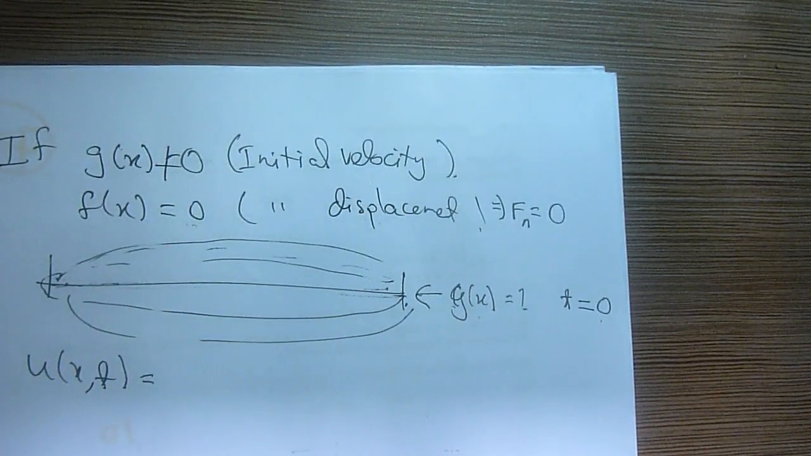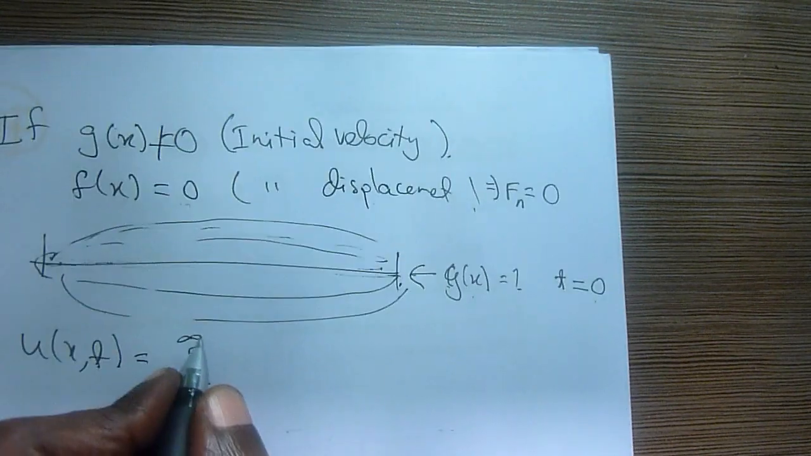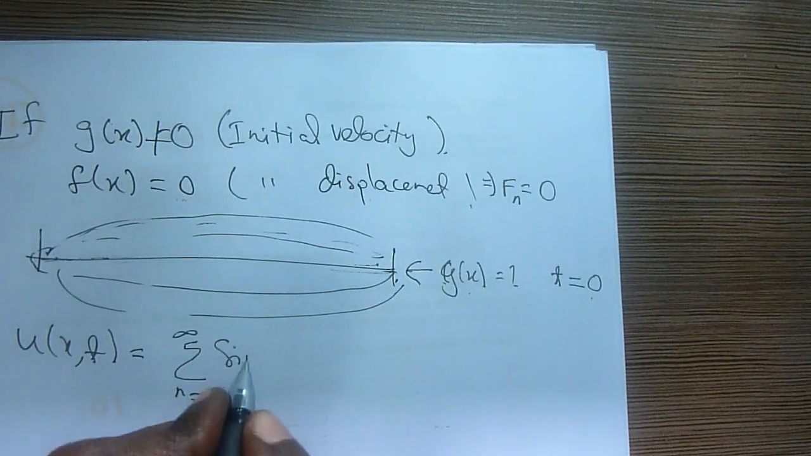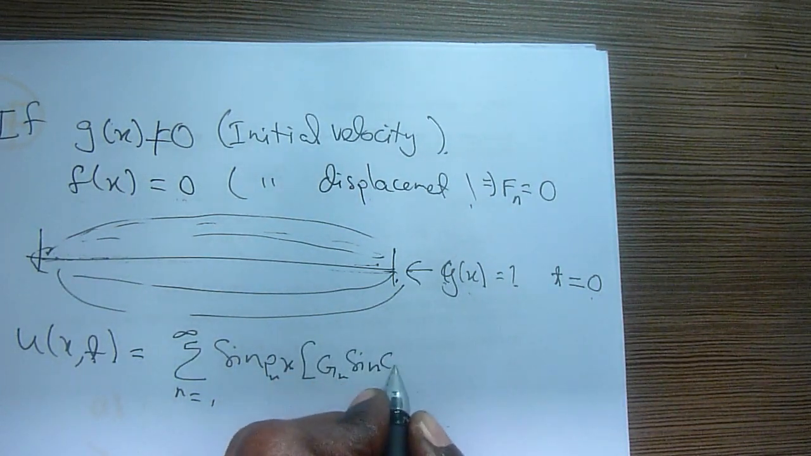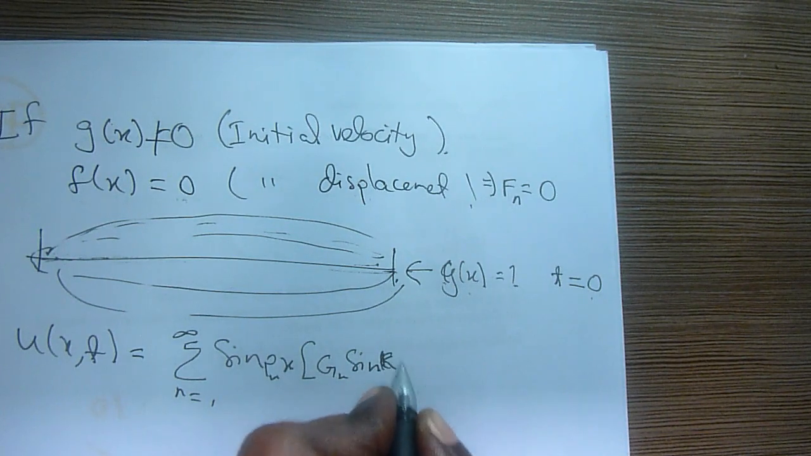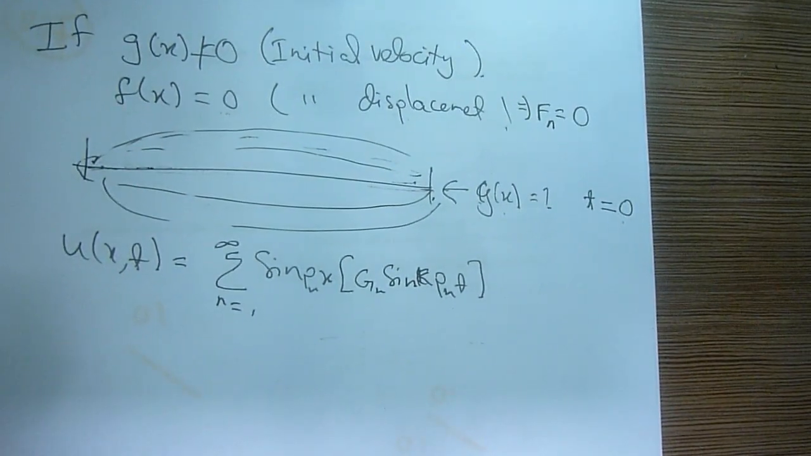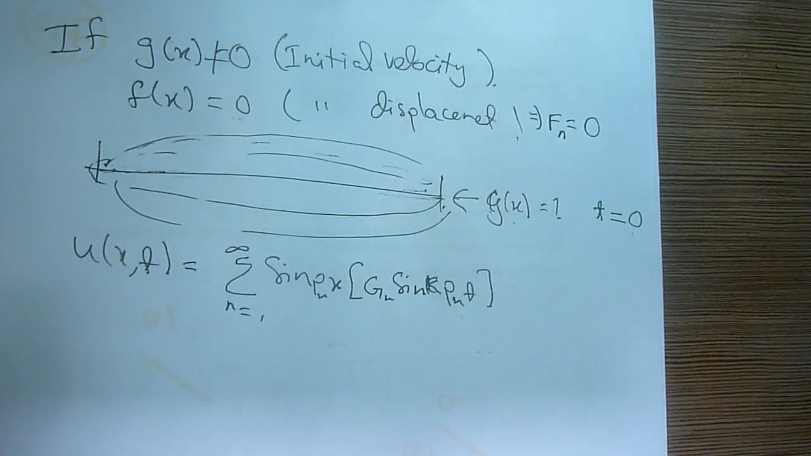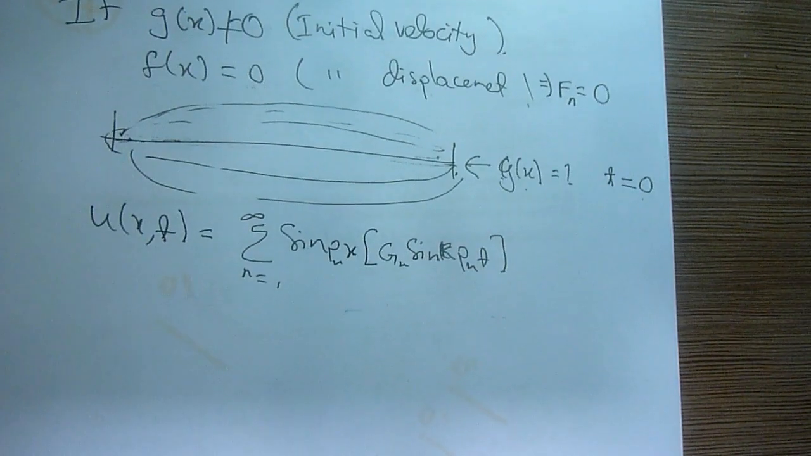Since Fx is 0, there's no point discussing it further. Fn is of course 0. Therefore your t will become the sum from n=1 to infinity, and sine pnx, and your Gn will be there, sine kpnt. Done. Now the theory part is done. Theory done, but I'll give you one example now. Let me move to the one example. A simple concept, then after the example you will get the logic.